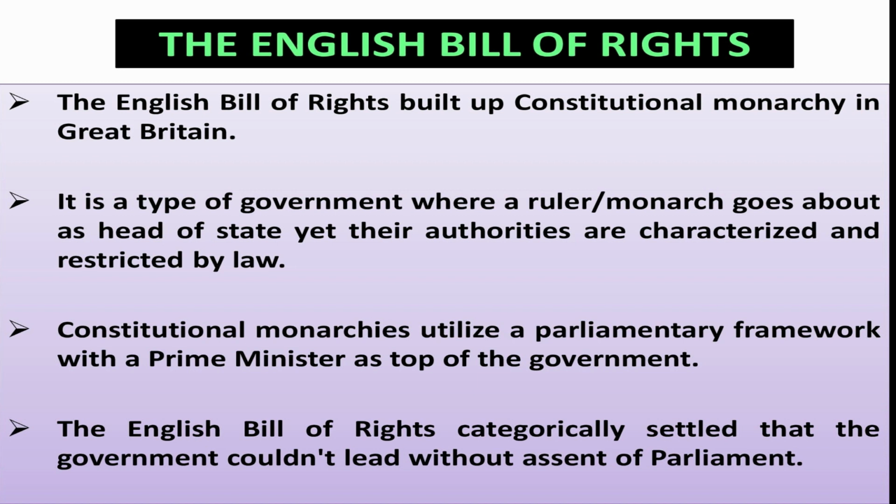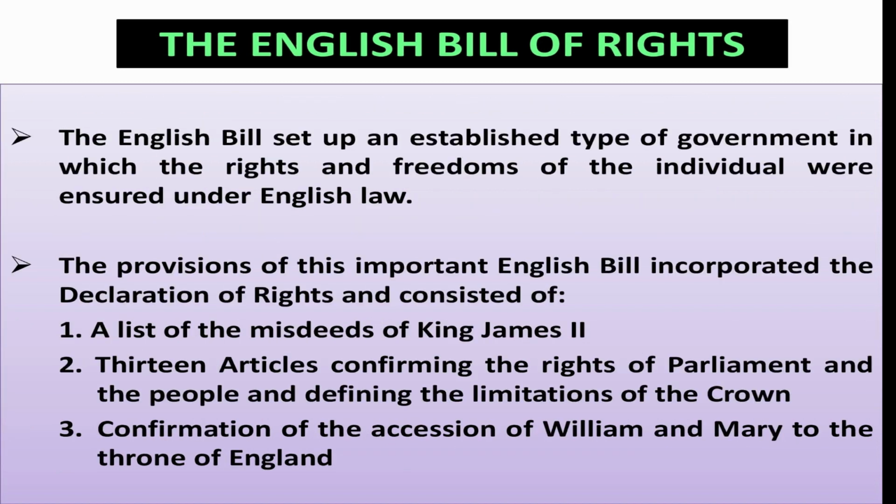The English Bill of Rights categorically established that government couldn't rule without the consent of Parliament. The English Bill set up a constitutional form of government in which the rights and freedoms of the individual were ensured under English law. The provisions of this important bill incorporated the Declaration of Rights and consisted of a list of misdeeds of King James II, 13 articles confirming the rights of Parliament and the people and defining the limitations of the Crown, and confirmation of the accession of William and Mary to the throne of England.